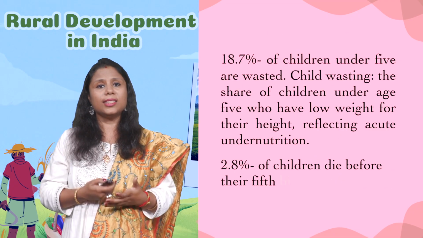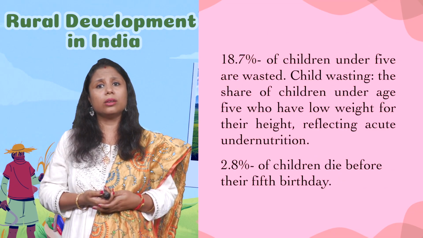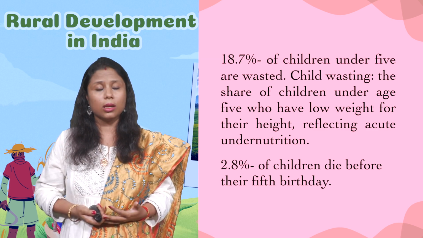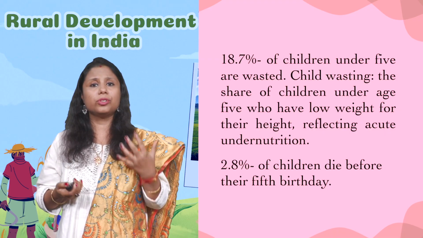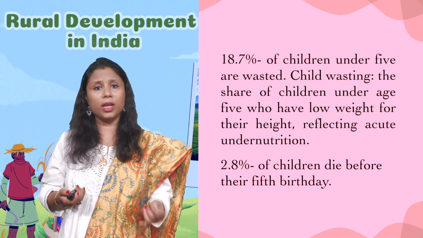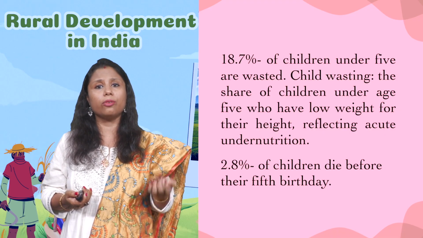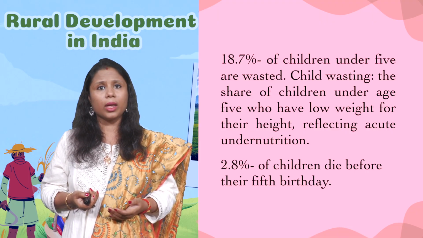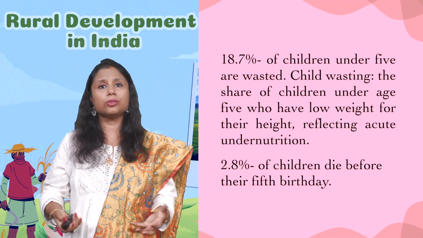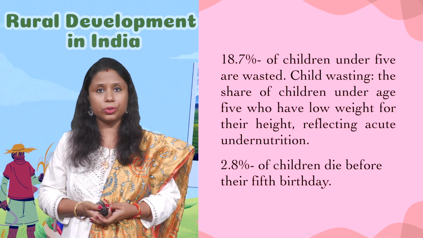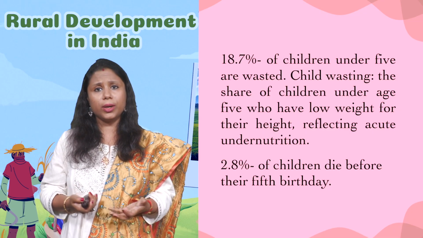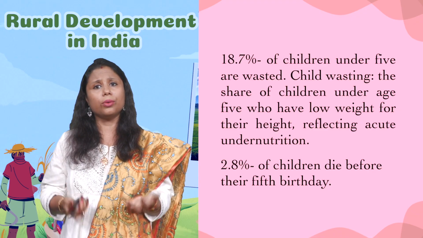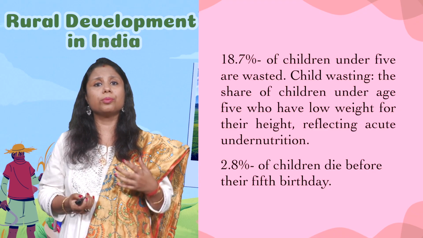Then again, 18.7% of children under 5 are wasted. Now, what is this wasting? It implies the share of children under 5 years of age who have lower weight for their height. And this reflects the case of acute undernutrition. Then 2.8% of children in India die before their 5th birthday.